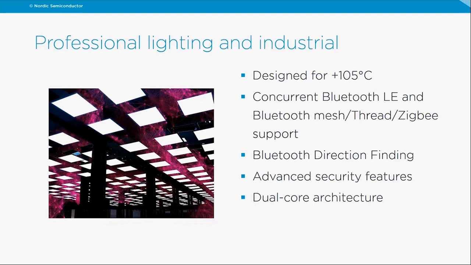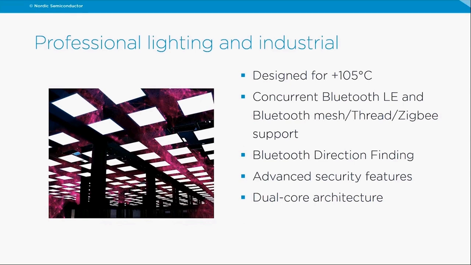Then we have the professional lighting and industrial applications. And many of these actually have requirements that it will have to be operational at 105 degrees Celsius. The device supports concurrent Bluetooth LE, low energy, and Bluetooth mesh, Thread and Zigbee. And in lighting, for example, you would use one of the mesh technologies to control the light, but you can also run Bluetooth Low Energy concurrently, and this enables, for example, a smartphone to provision or commission and configure and control these mesh nodes, which is very nice in many use cases.